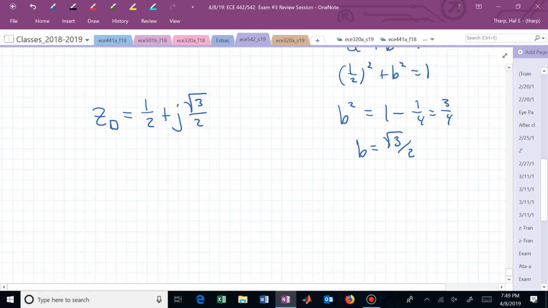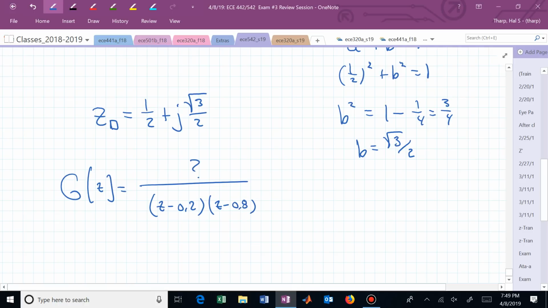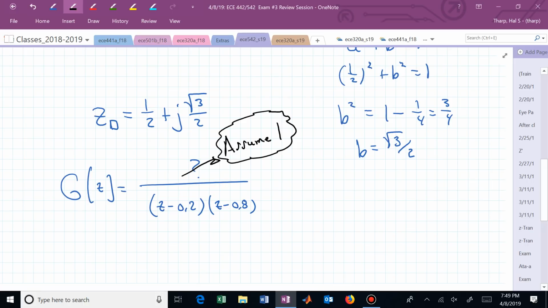If you said g of z is now z minus 0.2 and z minus 0.8, I didn't tell you what was up there. I know there's no z, but I didn't tell you the gain, did I, or the constant. Suppose we just assume that that's 1, but you wouldn't want to necessarily just put a 1. You would say, I'm assuming that value is 1. Now can you find the gain k?